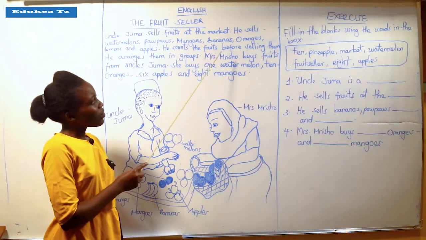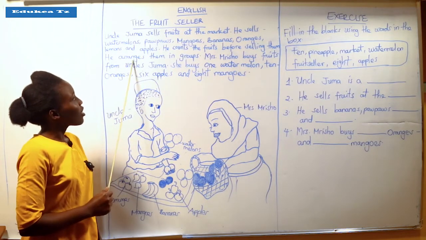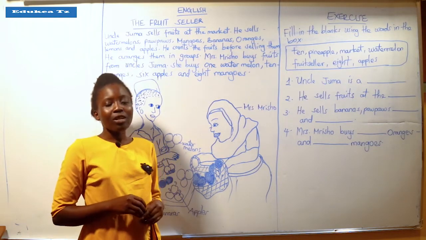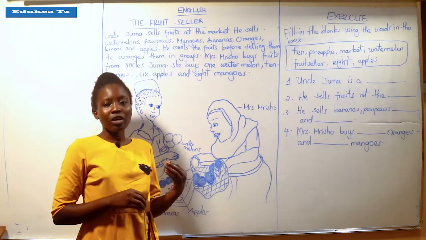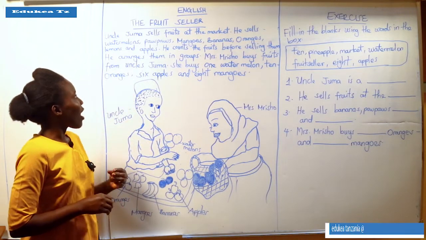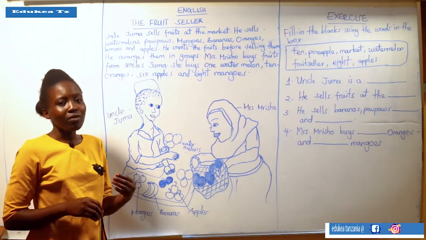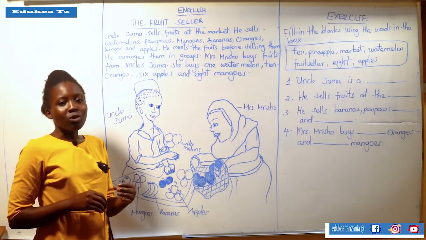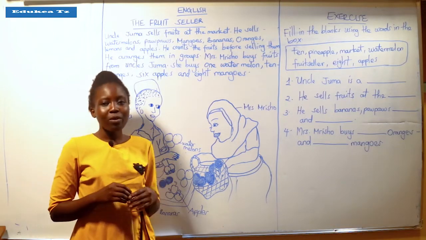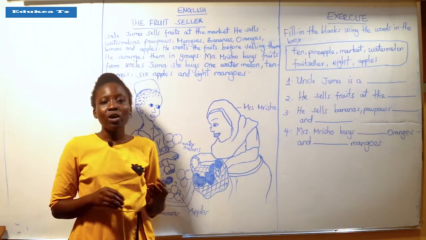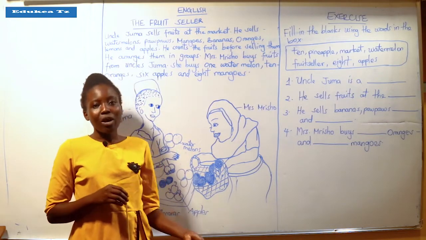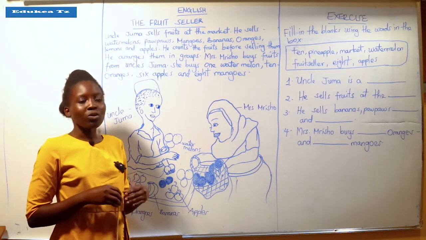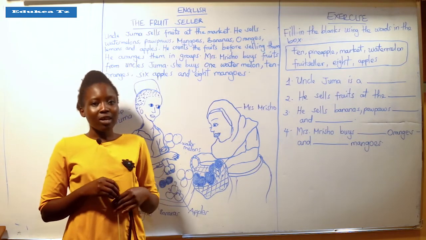He counts the fruits before selling them. He arranges them in groups. Before Uncle Juma sells the fruit, he counts them in order to know the number of each fruit at the market. And then after counting the fruits and identifying the number, he arranges the fruits in groups. For example, he puts apples in one group, oranges in one group, mangoes in one group, pawpaws in one group, and all the fruits that he sells, he puts in groups in order to differentiate between one fruit and another fruit.